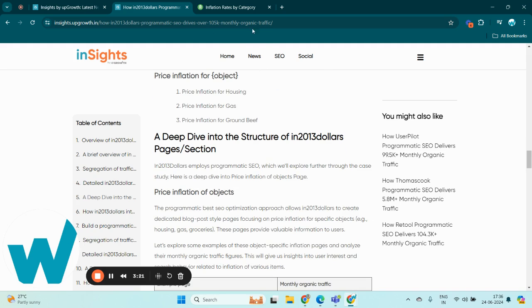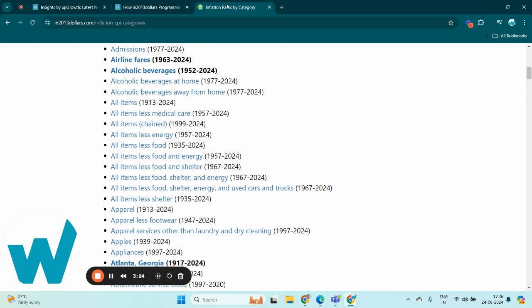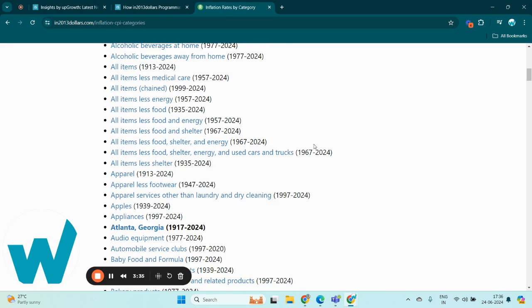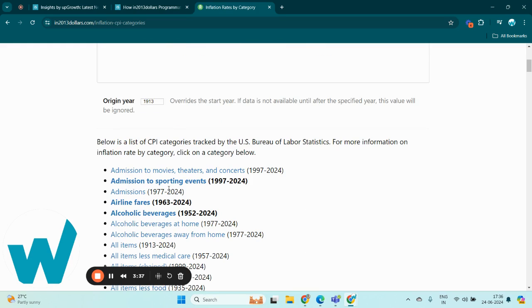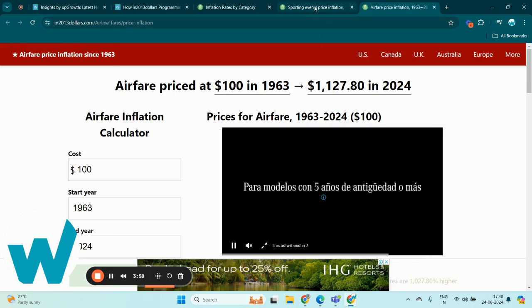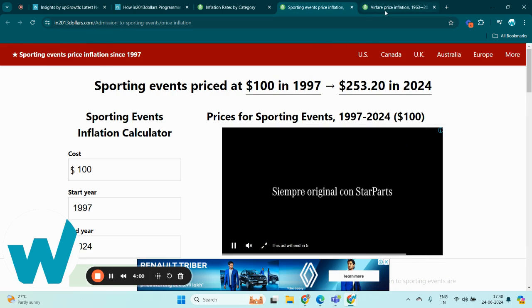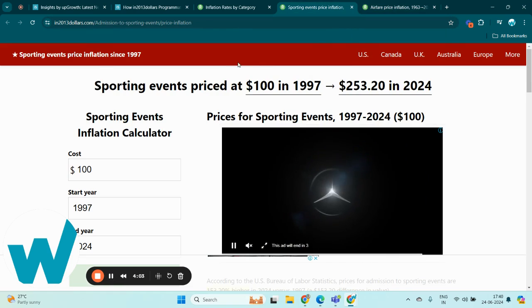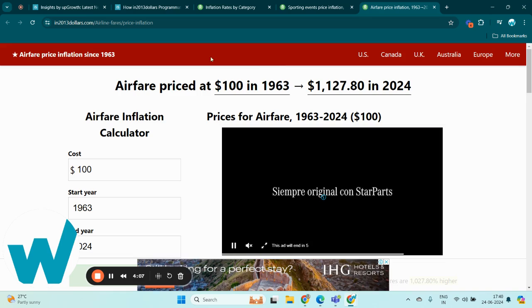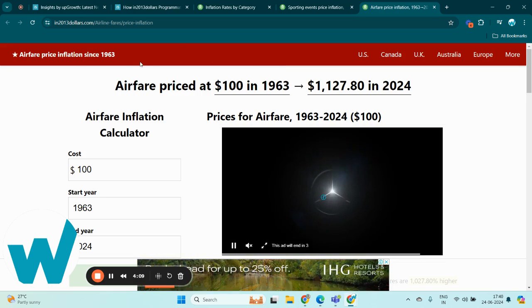For that, let's dive into the In2013Dollars website. Now here what you see on the screen are the various inflation pages on various objects, and these were programmatically generated. Let's open two examples. Now these are the two pages which were programmatically generated. One is for sporting events price inflation since 1997, and the other one is for air freight price inflation since 1963.